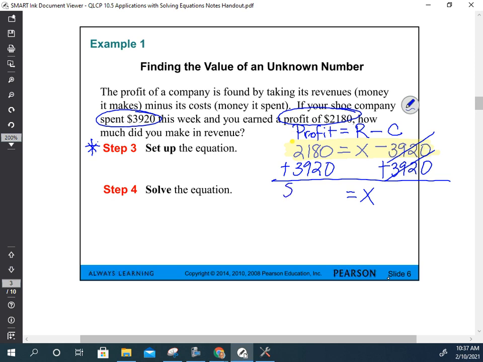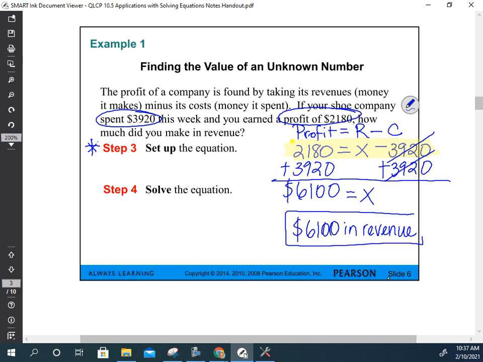$6,100. So $6,100 in revenue. $6,100 in revenue. So R means revenue, C means cost. Revenue is how much you made, cost is how much you spent.